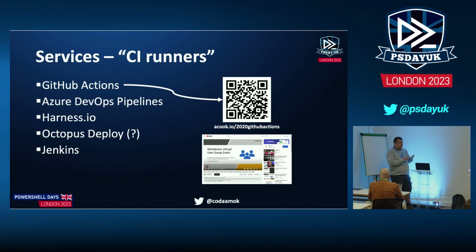These are all services that you can use for your pipeline. So that entire process of having an environment, whether it's a VM or a container, to build and test and kick off the deployment, you do that all within a CI runner. And GitHub Actions, if you scan that QR code, it takes you to a YouTube video where I did a talk giving you, from the very beginning, an intro into GitHub Actions. So if you've been wanting to learn it for a little while, check out that video. I give you a nice little intro to it.